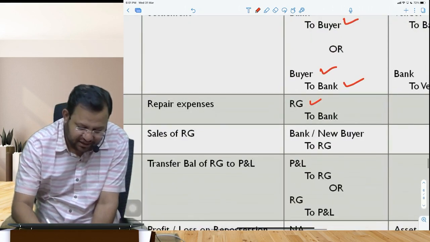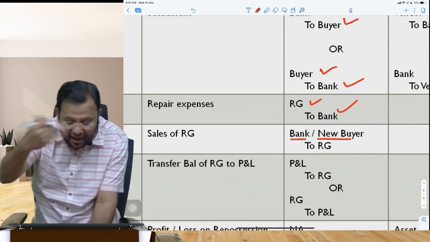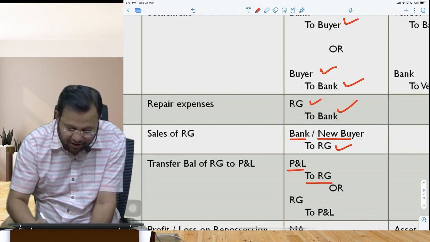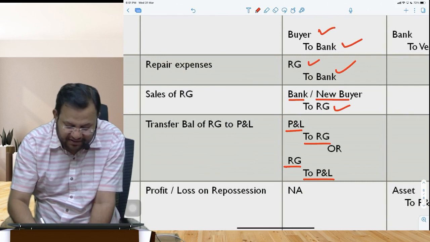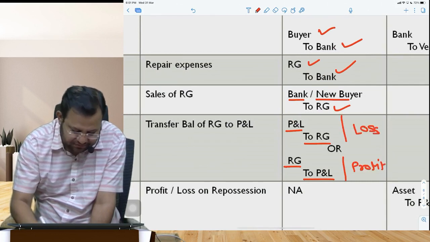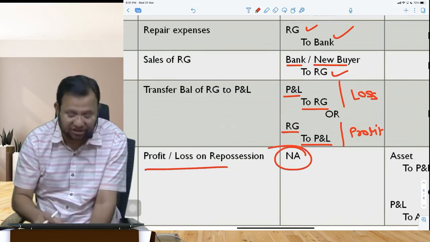Repairs उसने किया, repossessed goods to bank. Sell किए वापस ये goods, bank account debit और a new buyer account debit to repossessed goods. और उसका profit loss, P&L account debit to repossessed goods. If there is a loss, repossessed goods to P&L. If there is a profit, this is a profit, this is loss. Profit loss on repossession, this is not applicable in the books of vendor.